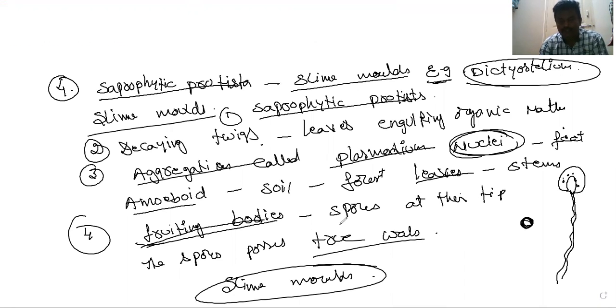This is the explanation about saprophytic protists, slime molds, example Dictyostelium.